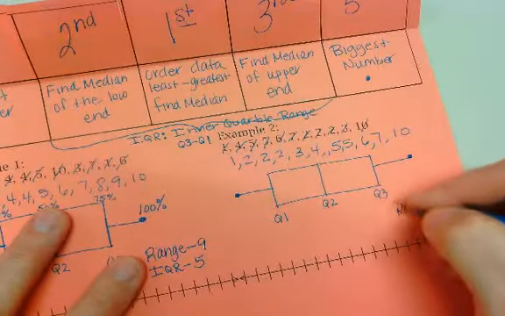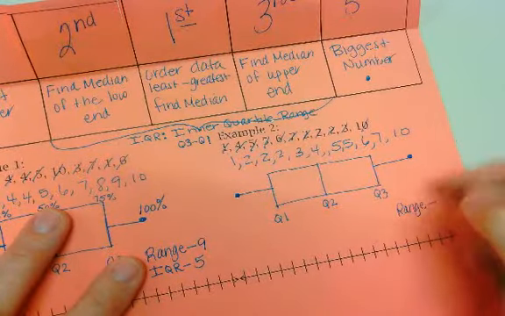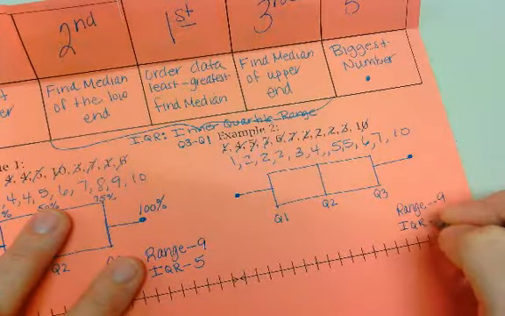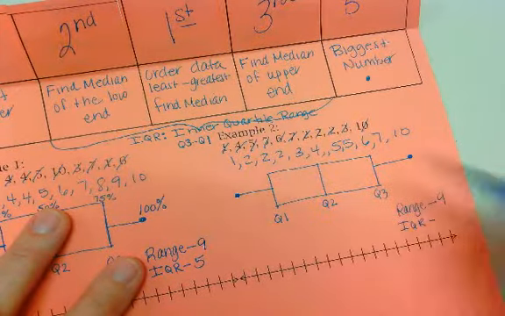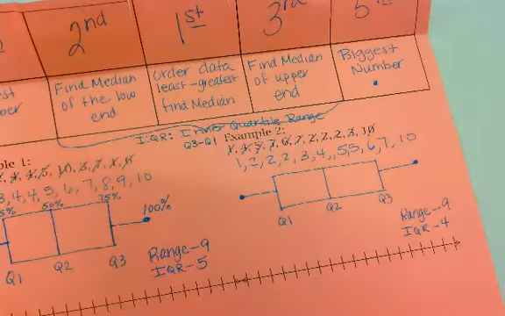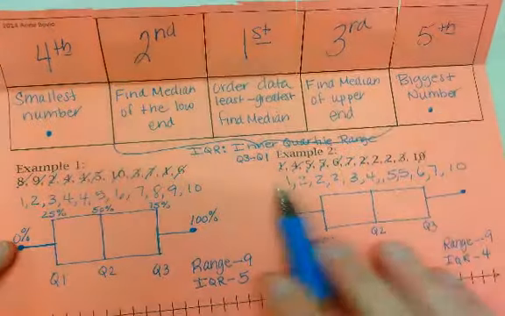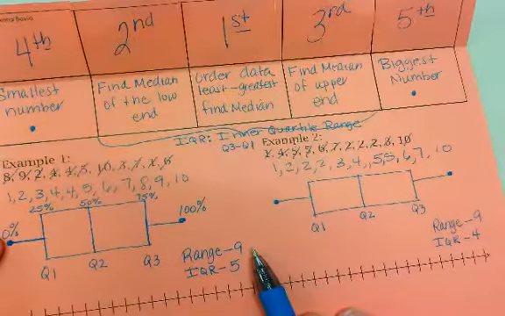Our range is 10 minus 1, which is 9. Our IQR is Q3 minus Q1, which is 4. And you can actually find your mode too. Your mode would be 2 in this case. In the previous one it would be 4. You can also find your mean. You can add these up and divide by how many there are.